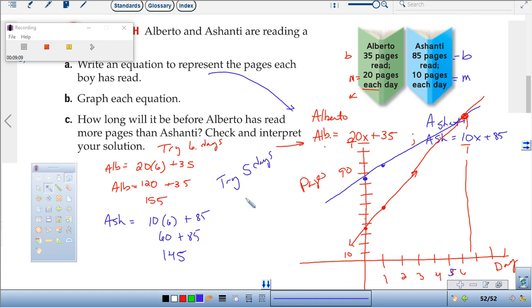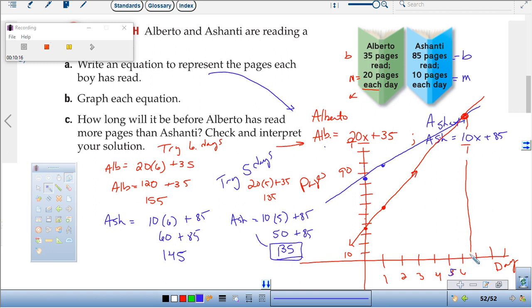Try 5 days. Let me see. For this person up here, you have 20 times 5 plus 35, 135. Okay, let's try Ash. Ash would have 10 times 5, right? Plus 85. What would that be? 50 plus 85. Oh, it'd have 135. Both of them. So at 5 days, they're equal.